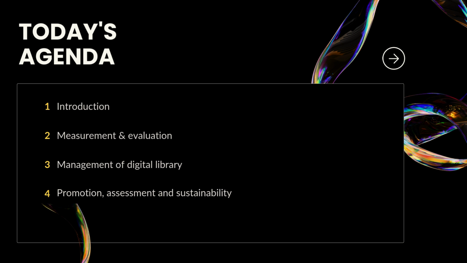This lecture is organized into 4 main sections to help you understand the topic step by step. First, we begin with an introduction to measurement and evaluation, where we clarify key concepts and why they are important in digital library management. Second, we will explore the main areas of measurement in digital libraries, including usage metrics, user metrics, system metrics, and content metrics. These areas show what aspects of a digital library should be monitored.